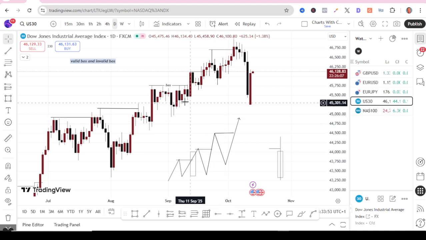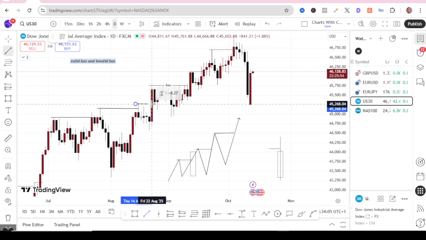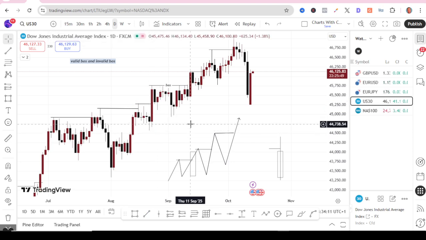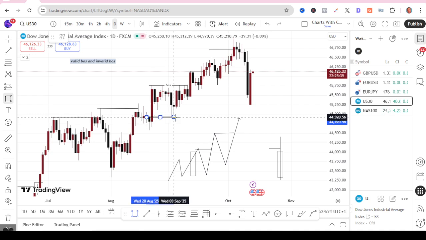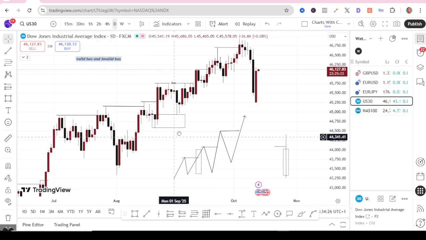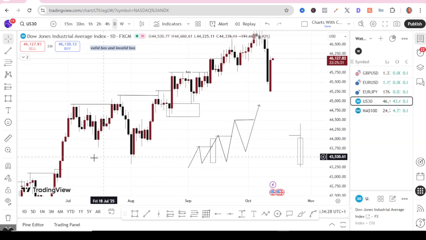So this is a valid break of structure. This is not a valid break of structure. This is not a valid break of structure. This is not a valid break of structure. For this particular case, this is where we had the break of structure. So automatically this becomes a protected low, and you can see how price reacted from that candlestick here. Okay, so these are valid break of structure.